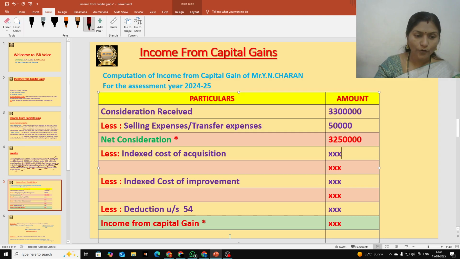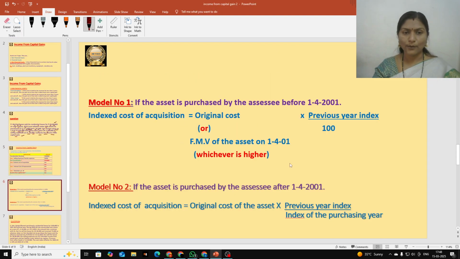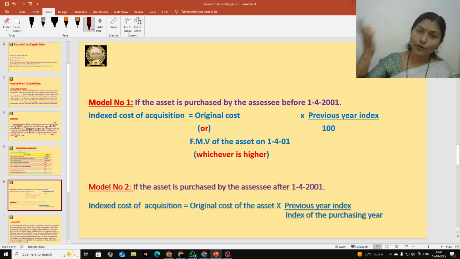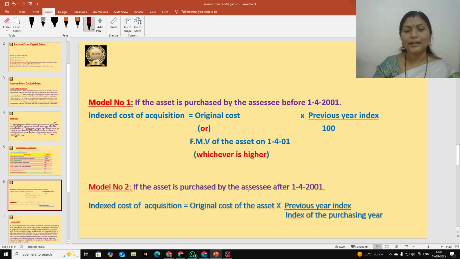There are two formulas and we are going to select any one. So how to select that? We should see when the asset is purchased, before 1-4-2001 or after 1-4-2001. If the asset is purchased before 1-4-2001, we are going to take model 1 formula. And if the asset is purchased by the assessee after 1-4-2001, we are going to take model 2 formula.